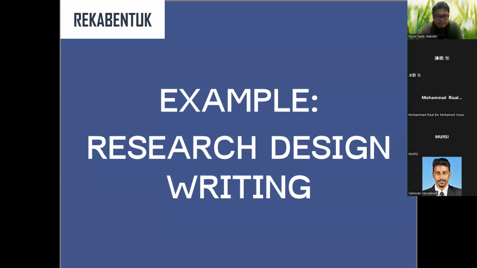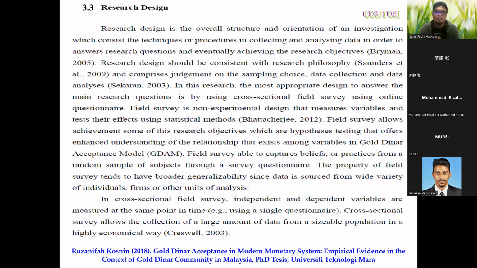So this is another example of how to write the research design in your chapter 3. This one, for example, is example number 1, from Ruzanifah Kosnem, with the topic on gold dinar acceptance in the modern monetary system: empirical evidence in the context of the gold dinar community in Malaysia. This is a PhD thesis from Universiti Teknologi MARA, UiTM. The most important thing we need to learn is how to write sentence by sentence, paragraph by paragraph, in order to write your research design in the best way.